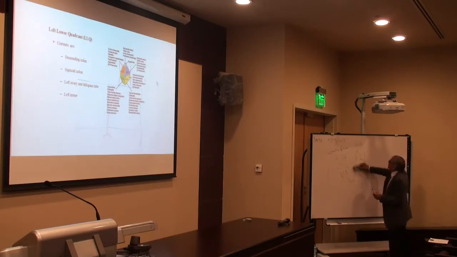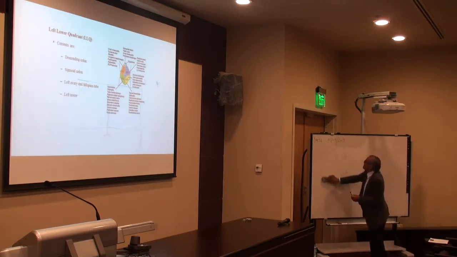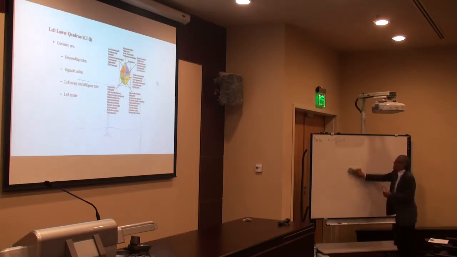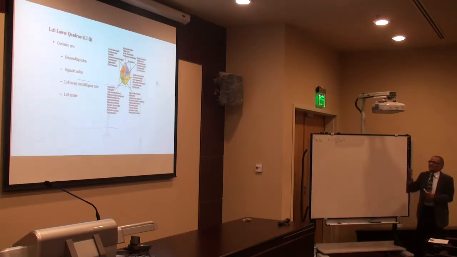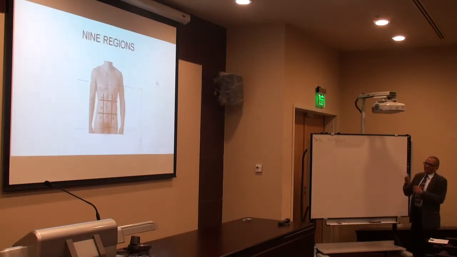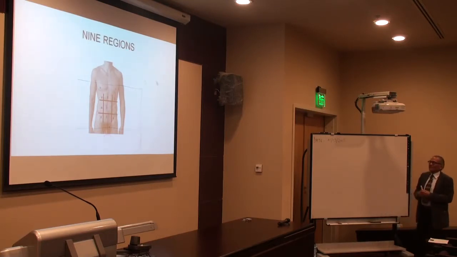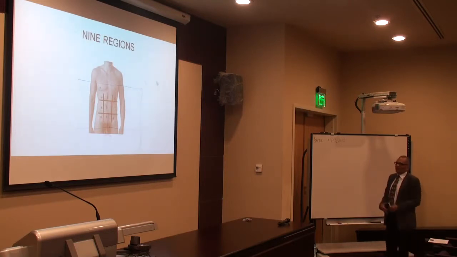So we can refer to these quadrants when we have to write the history, the complaints of the person, according to the quadrant. The other system is 9 regions. Now these regions, if you see the slide, can be divided by 2 vertical lines which are taken from the middle of the collarbone, mid-clavicular, and 2 horizontal lines. They divide the whole abdominal cavity into 9 regions, and these regions are named accordingly.